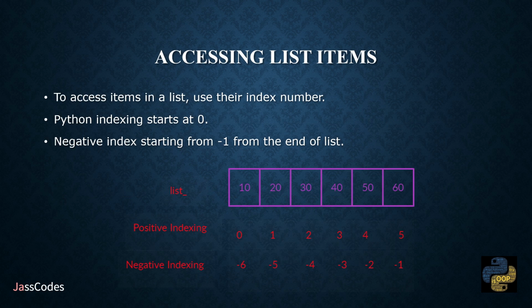Let's see how to access the list items. To access items in a list, we can use their index number. In Python, index starts at 0. Negative index for a list starts from -1 from the end of the list. This diagram is the visual representation of positive and negative indexes for a Python list. You can notice the representation of positive and negative indexes for the given list.